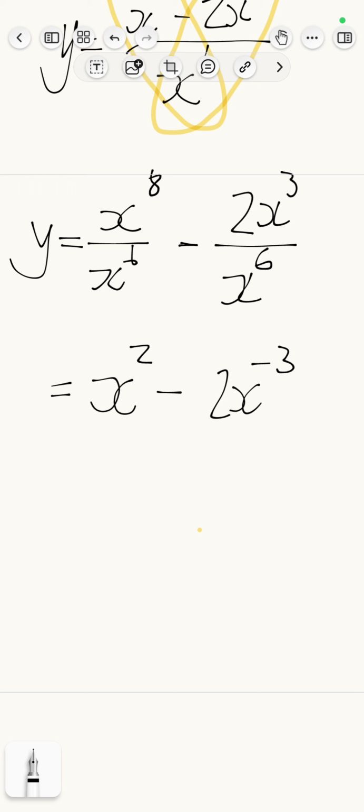Okay, so this is still y. This is now in a form where it's ready for me to apply the rule. Okay, so let's just mention this. If you have any fractions where your variable's at the bottom, you want your variable to be on top.